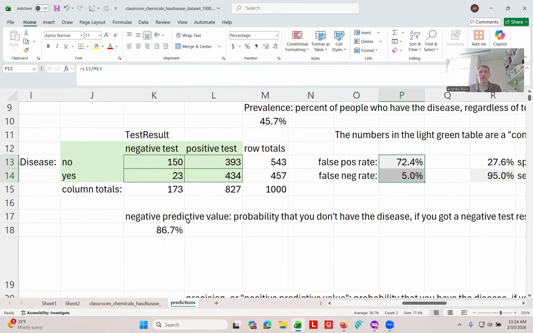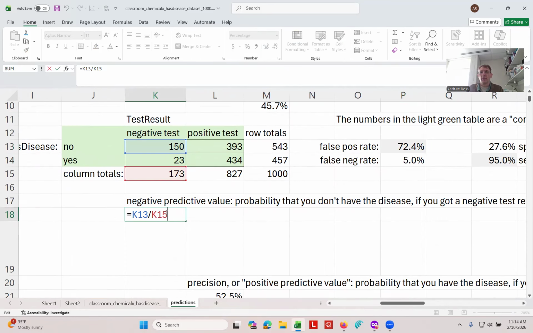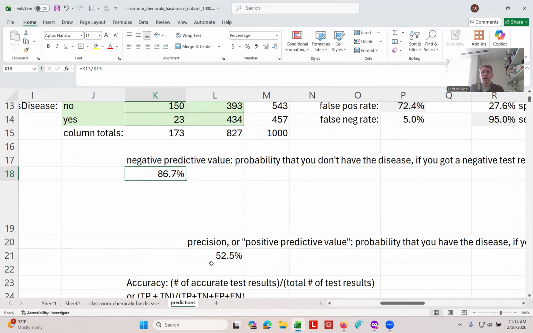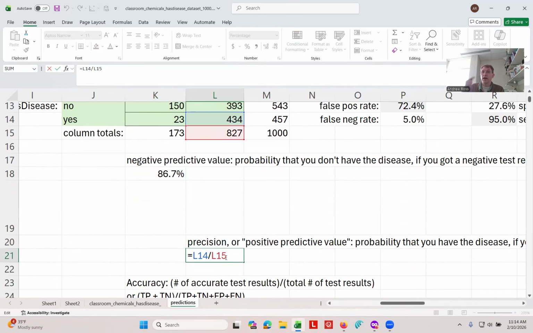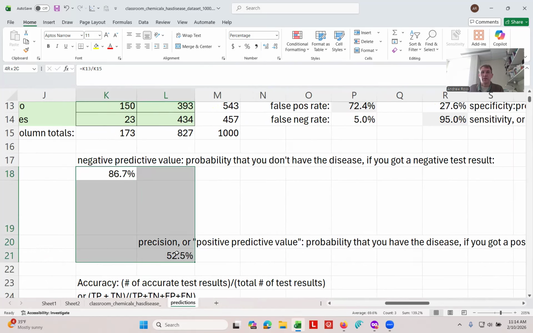We can also compute something called negative predictive value, which is the probability that you don't have the disease if you got a negative test result, which is the opposite phrasing of sensitivity or specificity. There's also precision or positive predictive value, the probability that you have the disease if you get a positive test result. So we want the predictive values to be large as well.